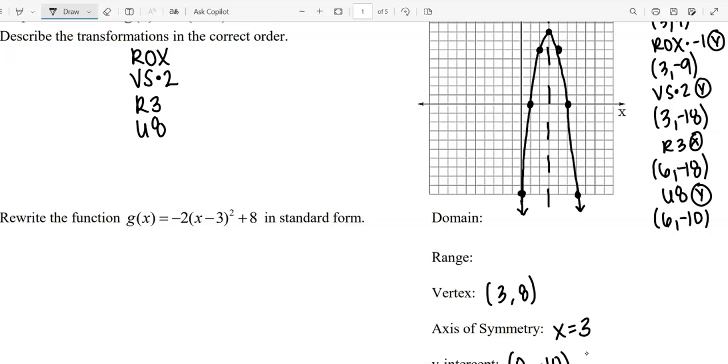What's the domain? Negative infinity to infinity. Give me something shorter because I don't have a lot of room. All real numbers. Range? Negative infinity comma 8. What's the notation? Parentheses, bracket. Awesome. Do we have questions on the graph? Pretty okay?